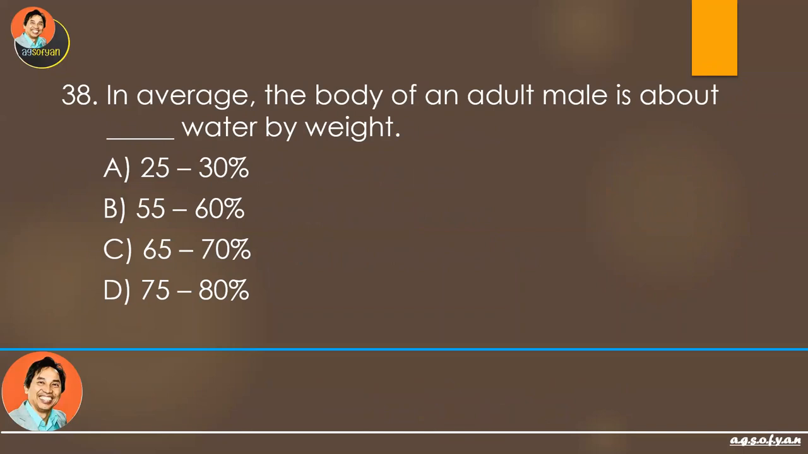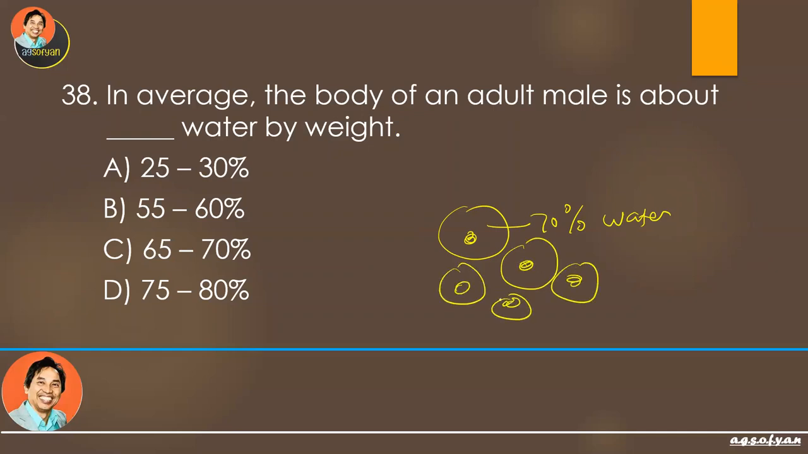On average, the body of an adult male is about blank water by weight. What do you think? Remember, our cells consist of about 70% water. Our body consists of many cells, millions of cells. That also means that our body consists of this kind of amount of water, around 65 to 70% water.